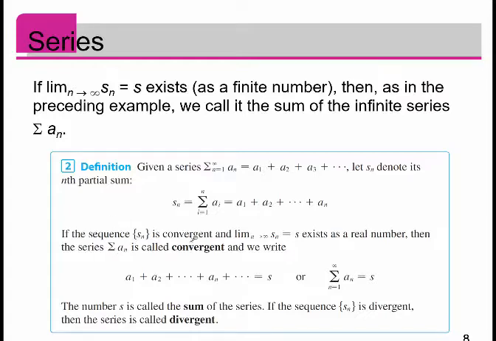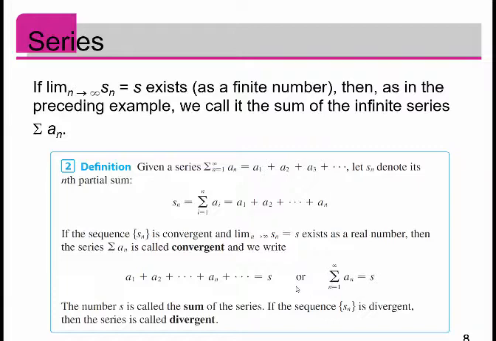If the sequence S sub n is convergent and the limit as n goes to infinity of S sub n equals some number S and it exists as a real number, then we can say that the entire series, the summation of a sub n, is convergent. And we write a sub 1 plus a sub 2 plus ... is equal to S. Or basically just the summation as n goes from 1 to infinity of a sub n is equal to S. And the number S is called the sum of the series.